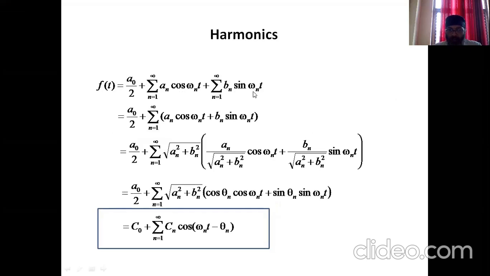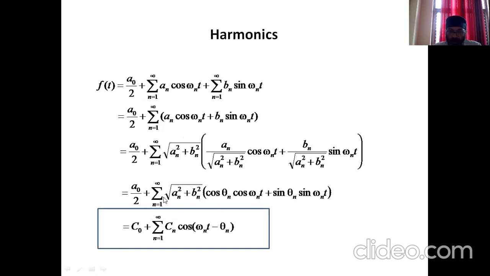Okay, so from the previous slide, we can multiply this with the square root of a square plus b square divided by the square root of a square plus b square. Just divide with the root, and we get the same value over here. Once we do that, dividing and multiplying with the complete term, we get this value. An divided by the root of An square plus Bn square is cos theta n. This is also sin theta n.